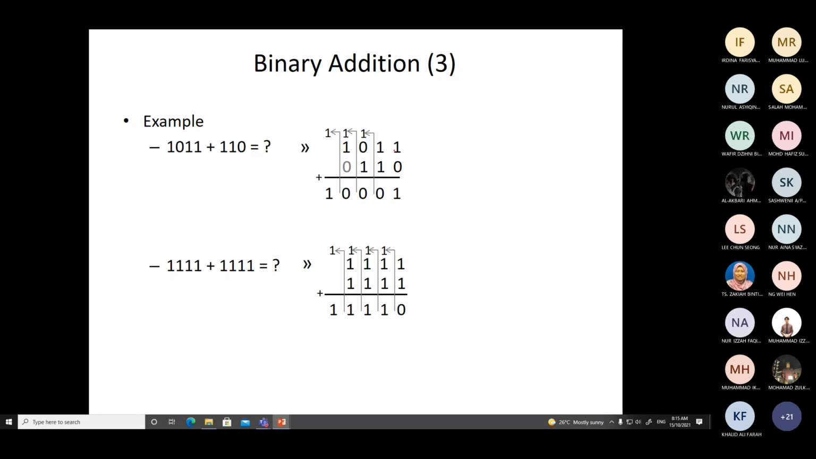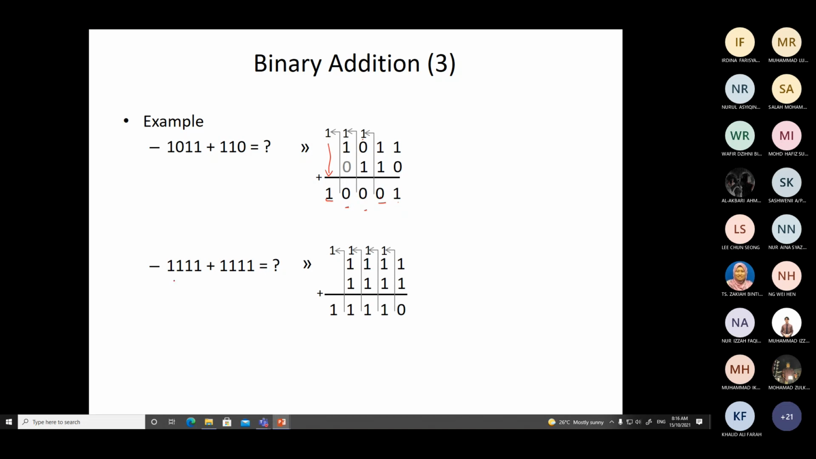When you try to add it, 1 plus 0 is 1. 1 plus 1 is 2, so 0, carry forward 1. Then 1 plus 1 is 2, carry forward 1 again. And then 1 plus 1 is 2 again, carry forward 1 bit. There's no more to add, so we just pull down the carry forward bit. So you will get a 5-digit binary.